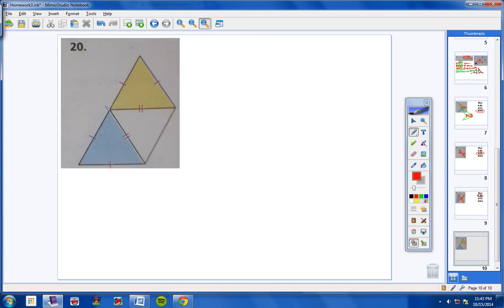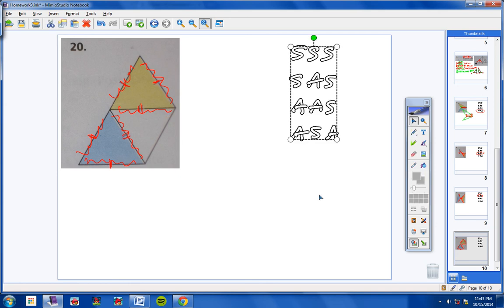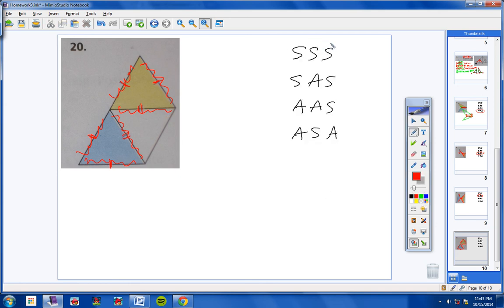Well, this one's already done for us, guys. Look, we have one mark here, one mark here. So the side is congruent to this side. Then we have one mark here and one mark here. So this side here is congruent to the side here. Then we have two marks here and two marks here. So this side here is congruent to this side here. So we have side, side, side. Okay? And that's it, students.